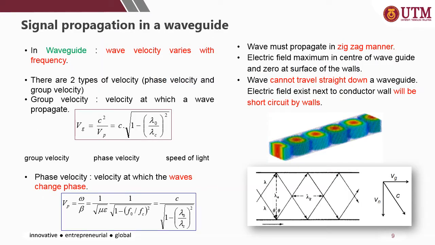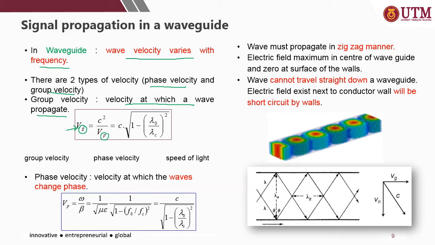Okay, let's look at how the signal propagates inside the waveguide. In a waveguide, wave velocity varies with frequency, so we'll see different modes for different frequencies as well. There are two types of velocity: phase velocity and group velocity. Group velocity is defined as the velocity at which a wave propagates within the structure, and it is given by capital Vg, where the g stands for group, which can be calculated by c squared over Vp.